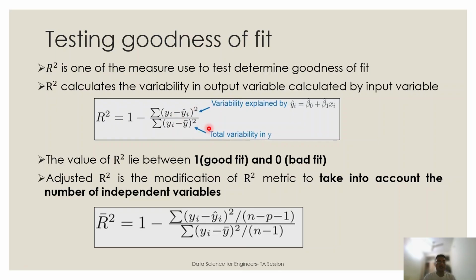Then total variability. Here we are taking the mean of your dependent variable, and that is the total variability. The variability explained by the model with respect to the total variability, that's exactly the ratio we are calculating and subtracting from 1. So that will give you a range between 0 and 1. R square value lies between 0 and 1. If you are getting an R square value near 1, then it's a good fit, and if it's 0, then it's a bad fit. Okay, meaning your R square value is coming towards 1.